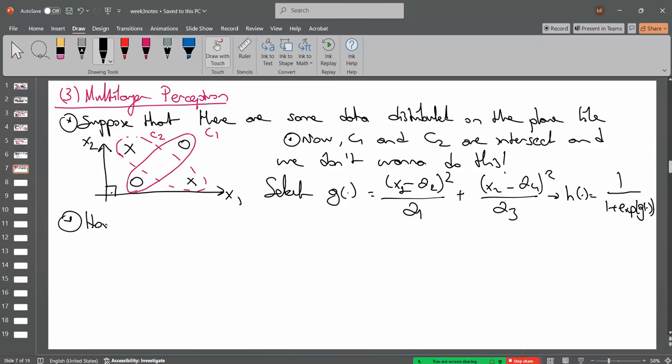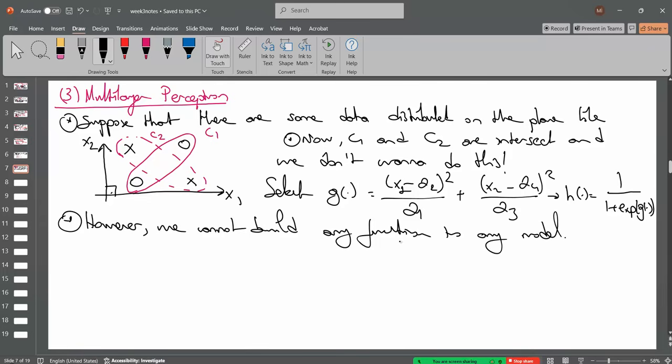And we can conclude that, however, we cannot do it for any function or any model, because this is a specific purpose function. Maybe this O value is going to do this one, and so this ellipse cannot be applied on this data. Okay, so it's too difficult.